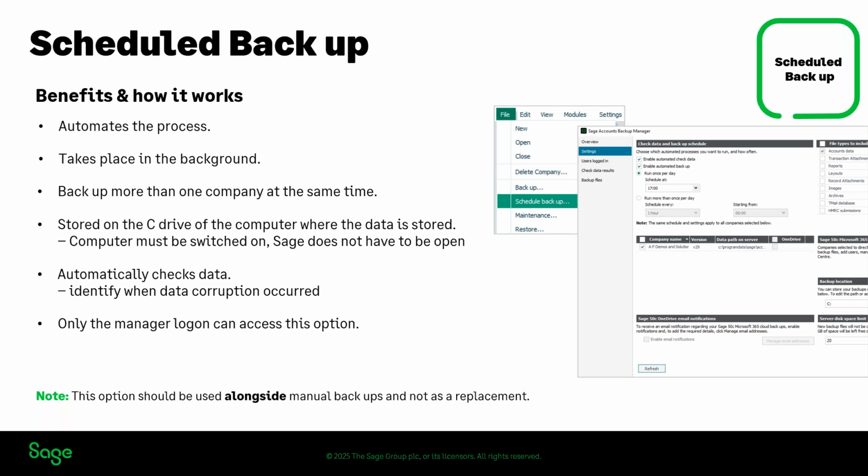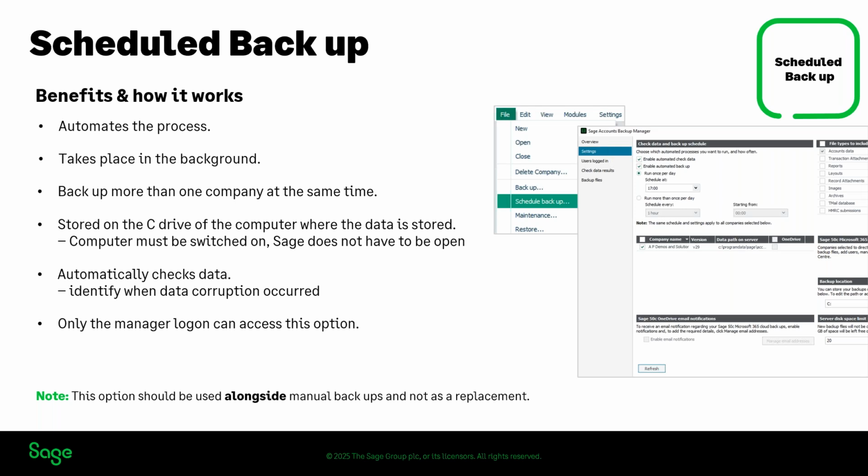Not many people actually know this exists, and it's a feature that's actually been in the software for a number of years now, as long as I've been at Sage. That's over 4 years now. This feature automates the process of a backup. Now it's not a replacement of a manual backup. I want to make that clear. It takes place in the background. It backs up more than one company at the same time.